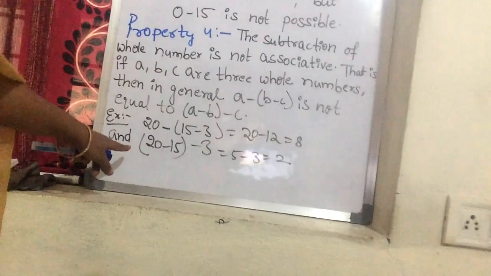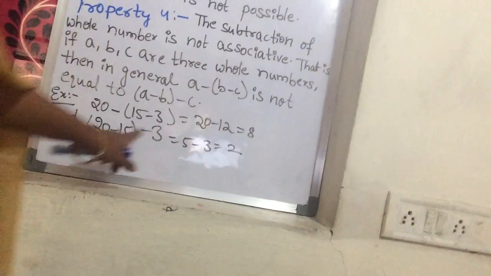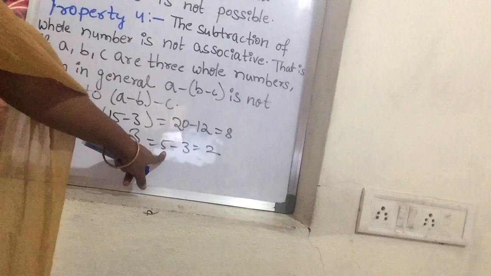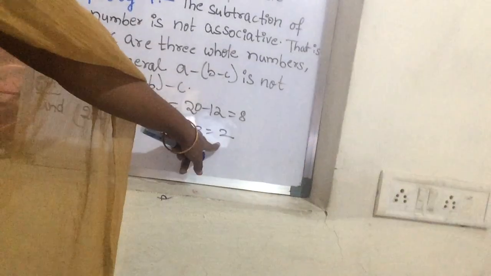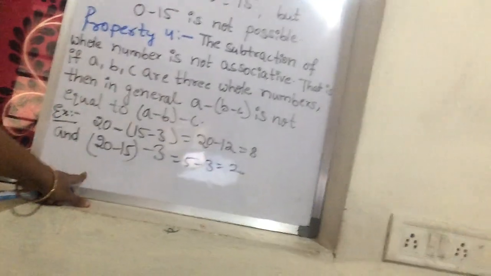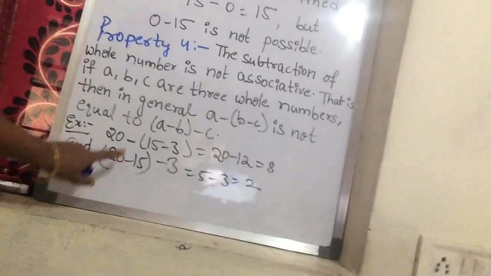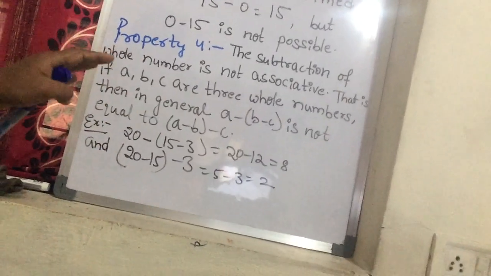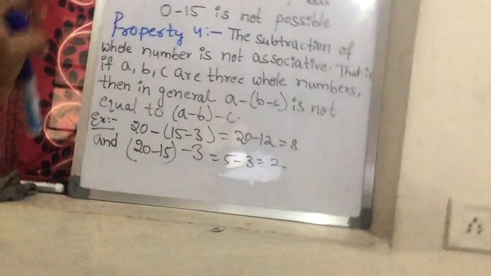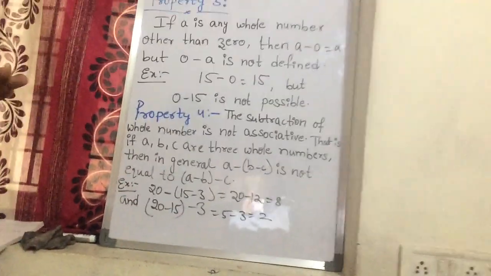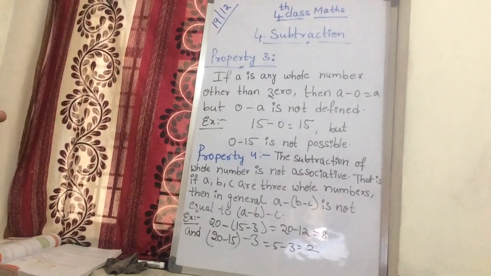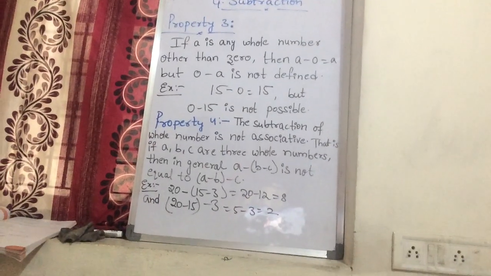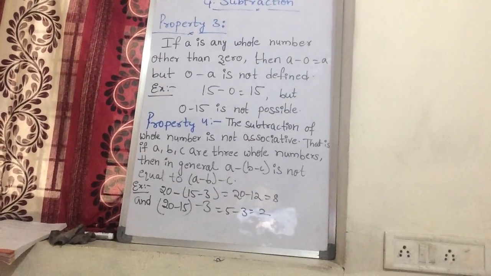Now here, 20 minus 15 minus 3. Now 20 minus 15, you get 5. So minus 3, you get 2. If both answers were equal, that would be the associative property. But for subtraction, both answers are not equal. That's why the subtraction of whole numbers is not associative. Okay, so please copy it all. Write it down, children.